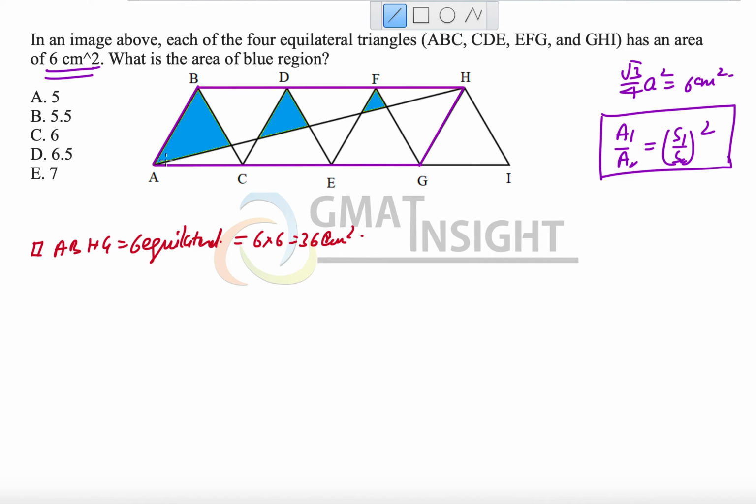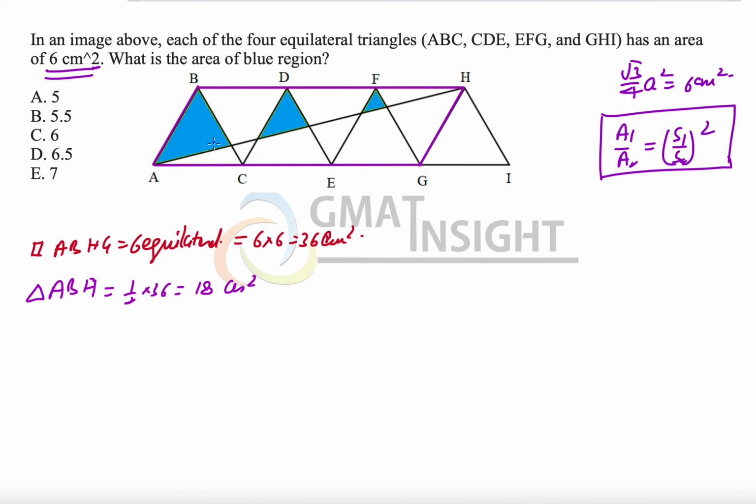AH is a diagonal. The diagonal divides the area into two equal parts, which means I can also say that the area of triangle ABH will be equal to half of 36, that is 18 cm². Now let's concentrate on this particular area.